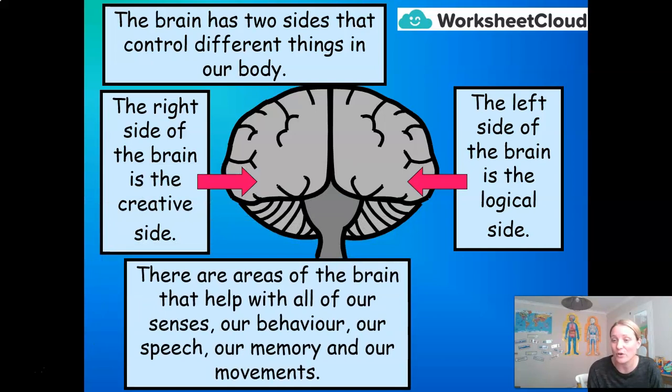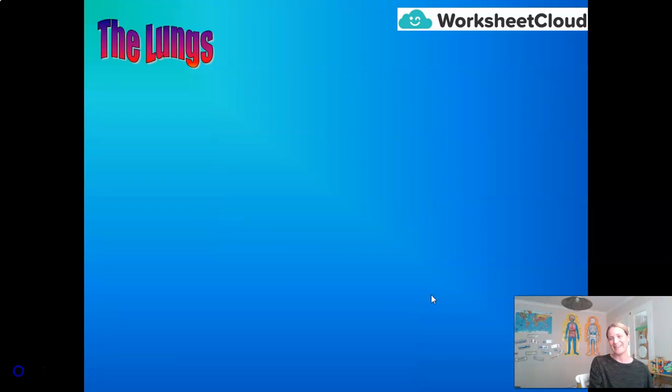There are areas of your brain that control all things such as senses, behavior, speech, memory and movement. And there are special machines now that doctors use called MRI machines that they can use to track brain activity based on what you are doing. And just another interesting fact, if you are right-handed, as I am, then you use the majority of the left side of your brain, whereas if you're a left-handed person, you use the majority of the right side of your brain. So now let's have a little look at the lungs of the human body.